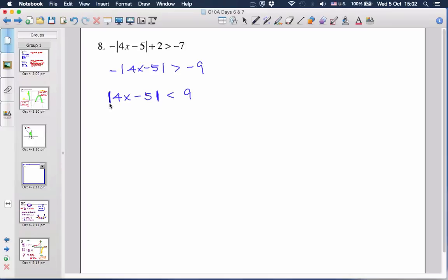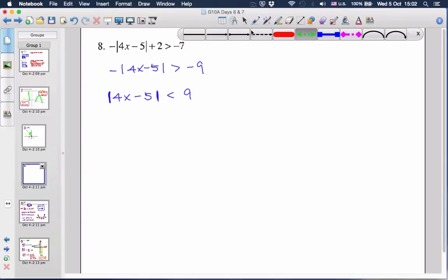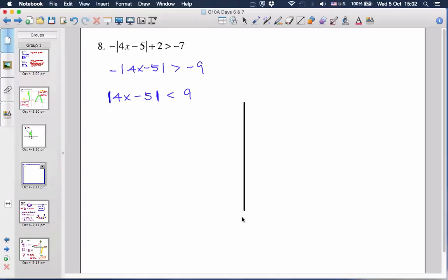Now, you might have learned some tricks on how to do this fast, but I'm going to do this maybe the long way. Okay, so you have two cases. 4x minus 5 could be positive. In that case, the absolute value sign does absolutely nothing, and that's what you get, right? So you add 5 to both sides and divide both sides by 4.